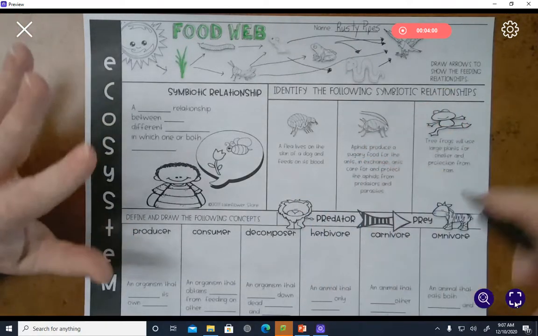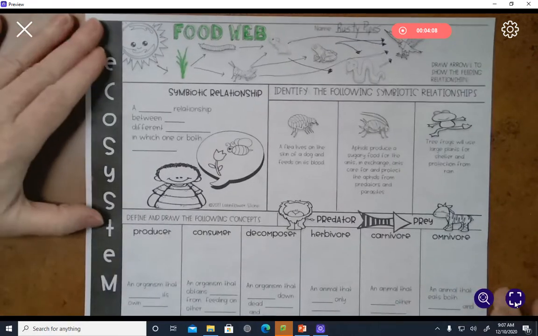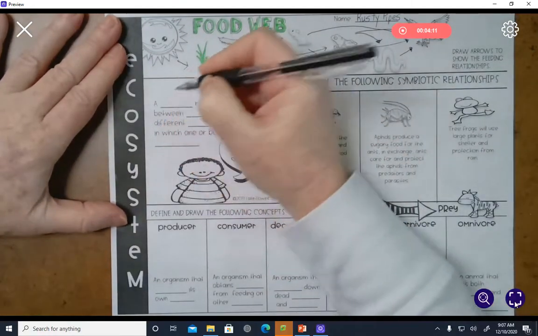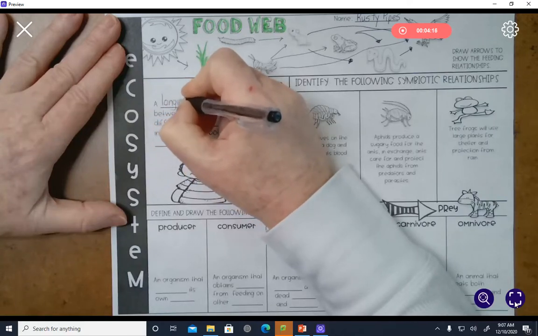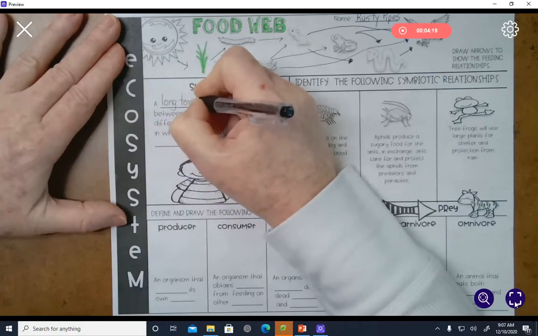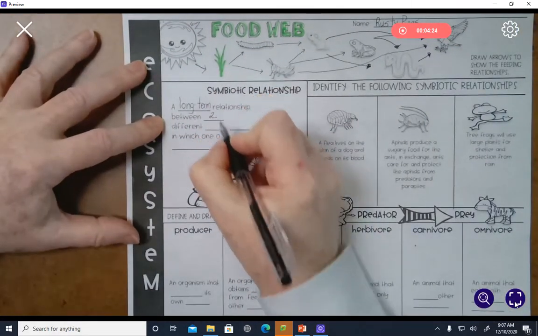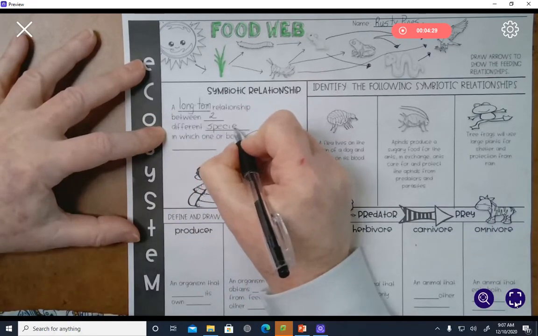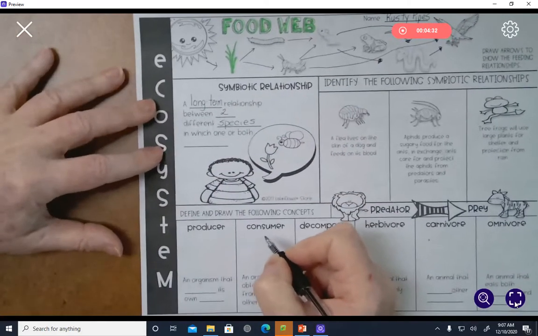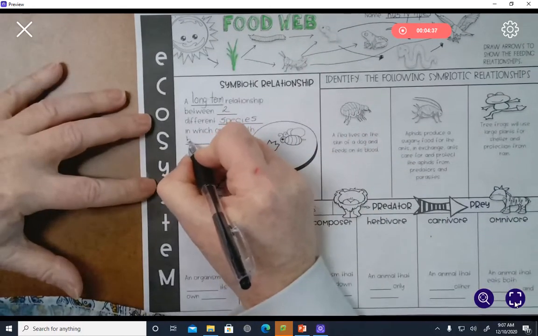The video I'm going to show you talks about ecological relationships. Predator and prey, I don't know whether I'd call that a relationship because it's over pretty fast. So this is an ongoing or long term. I'm going to do long term relationship between two different species in which one or both get something, but I am going to write the word benefit.